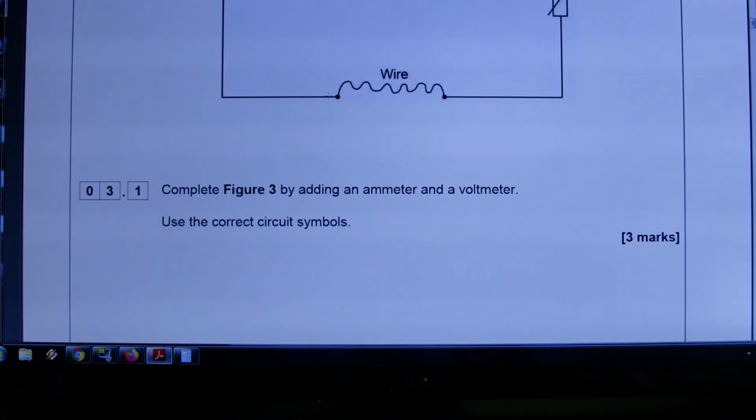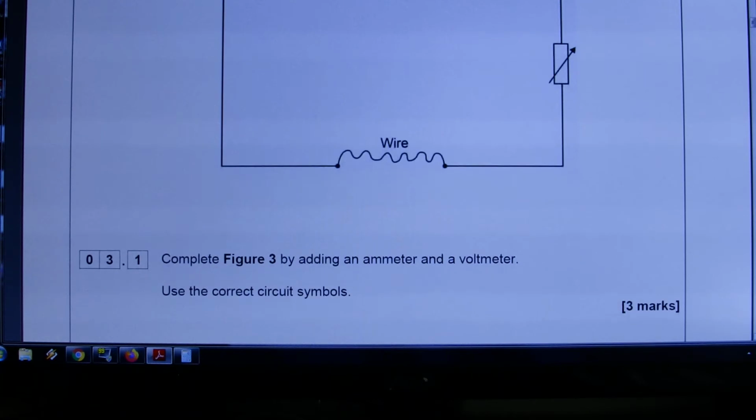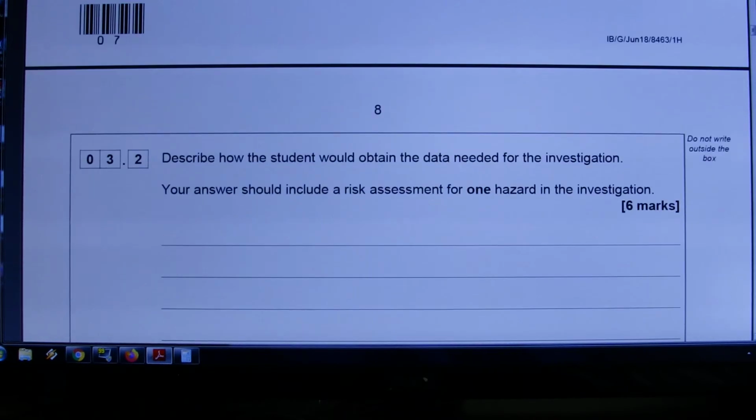And the voltmeter, you want it in parallel across the wire to measure the voltage drop across that wire. Measure the voltage across the wire, which is how much the voltage from there to there drops because this wire is in the way. 3 marks for putting 2 meters into a circuit diagram. Okay.